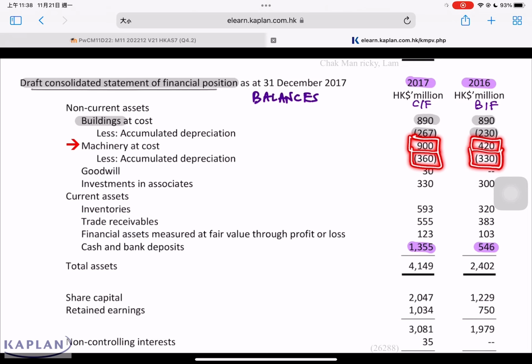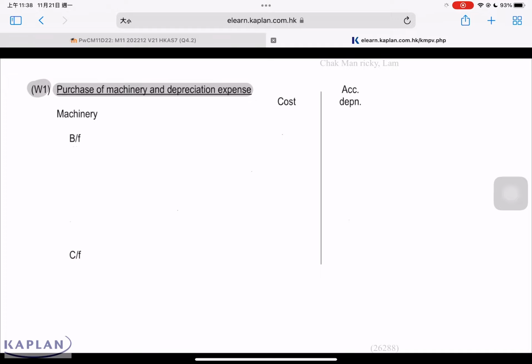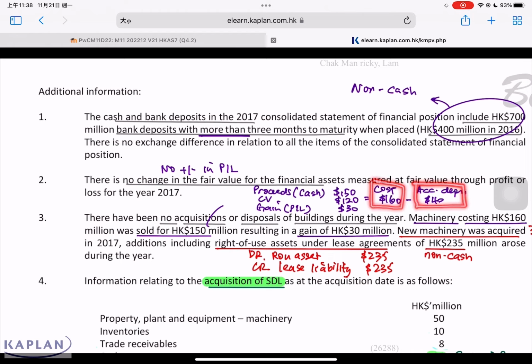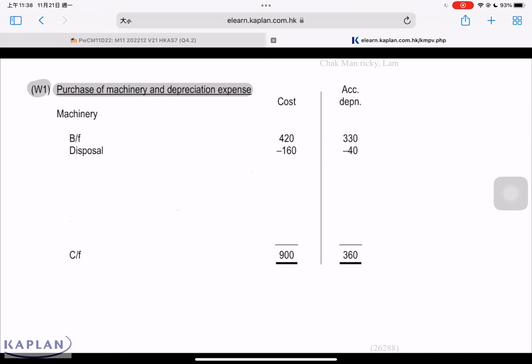We will take this figure used as part of working. We have 420, 900. Accumulated depreciation last year is equals to 330. This year is equals to 360. We need to know the movement during the year, cash or non-cash. During the year, there's a disposable. The disposable is 160, there's a cost, and earlier we calculated the accumulated depreciation is equals to 40. 160, 40.